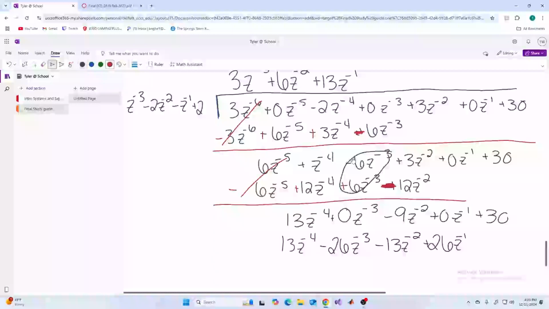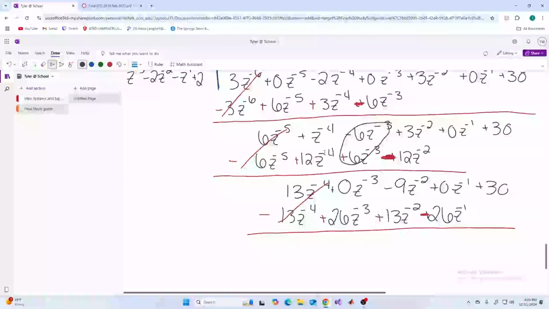Now I'm going to go ahead and subtract. So this goes away. This turns into a positive. This turns into a positive. This turns into a negative. So I'm going to get 26z to the negative 3 plus 4z to the negative 2 minus 26z to the negative 1 plus 30.